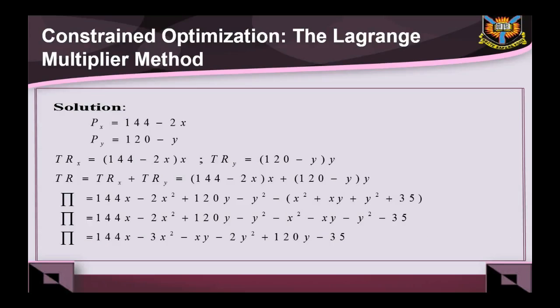Profit therefore equals 144x minus 2x squared plus 120y minus y squared minus x squared plus xy plus y squared plus 35, all in bracket. Profit equals 144x minus 2x squared plus 120y minus y squared minus x squared minus xy minus y squared minus 35. Profit equals 144x minus 3x squared minus xy minus 2y squared plus 120y minus 35.